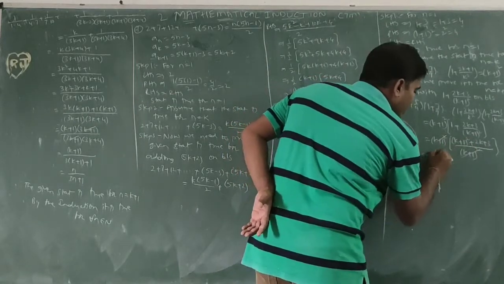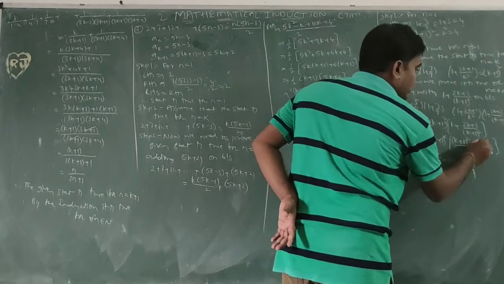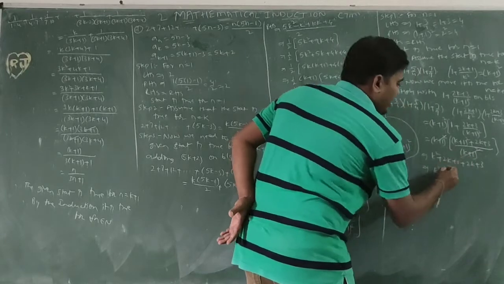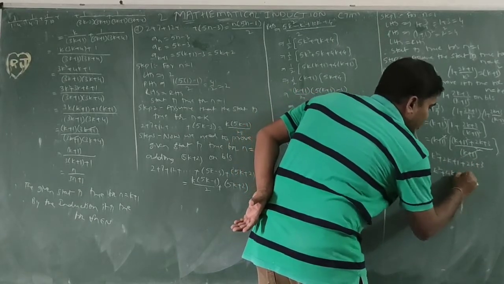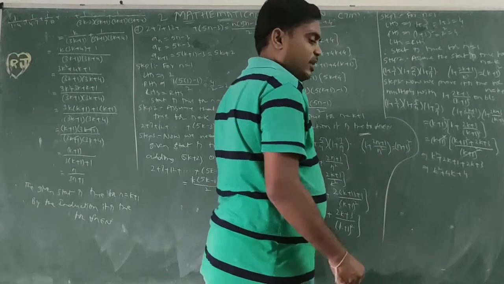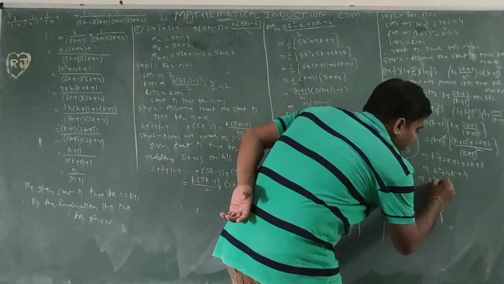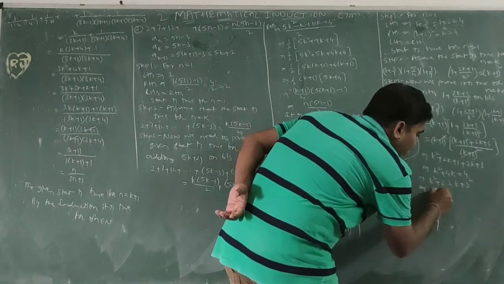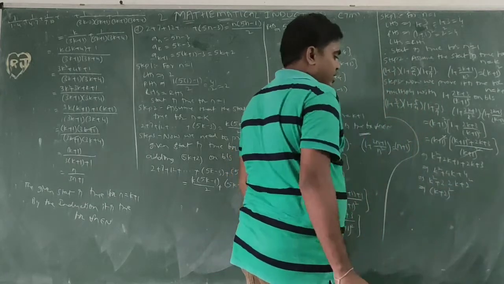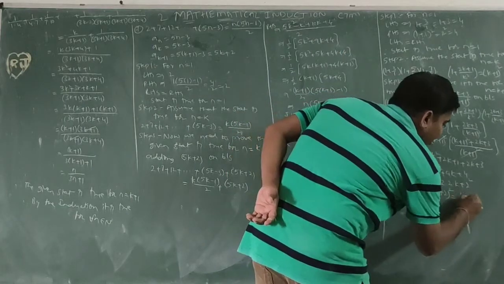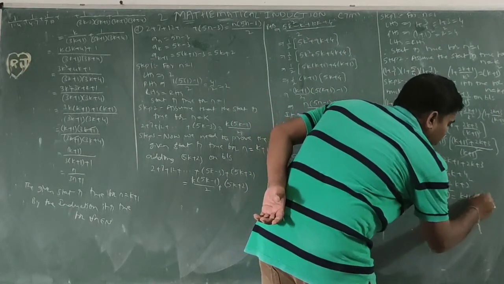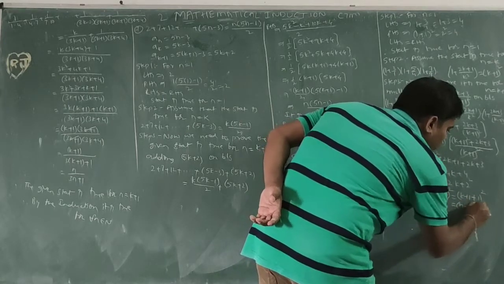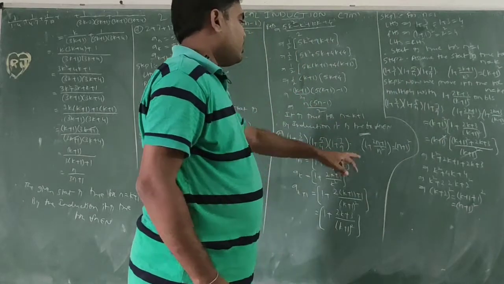Simplification. k square plus 2k plus 1 plus 2k plus 3. k square, 2k plus 2k, 4k, 1 plus 3, 4. This is in the form of a plus b whole square: k square plus 2 into k into 2 plus 2 square. So equal to k plus 2 whole square. k plus 2 whole square, I will write it as k plus 1 plus 1 whole square, equal to n plus 1 whole square. So we got n plus 1 whole square.